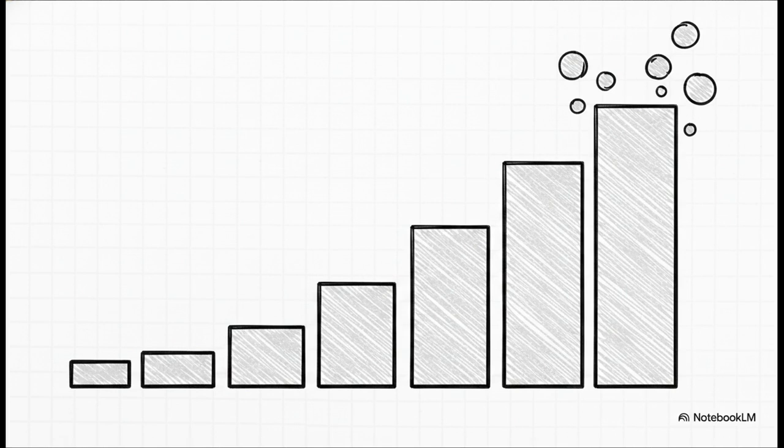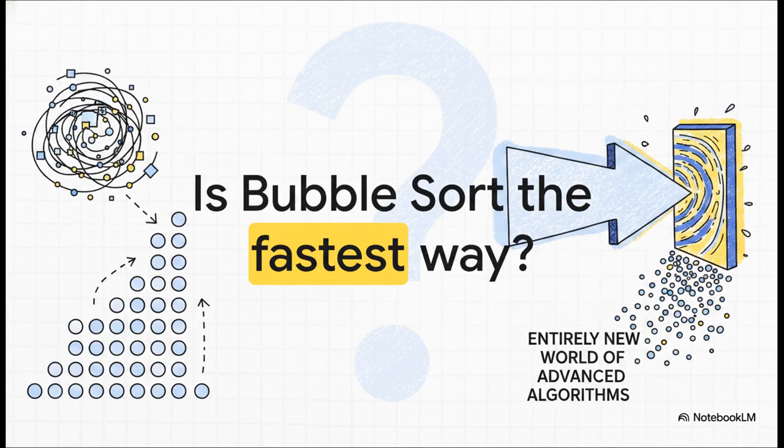How cool is that? We've essentially taken a messy, chaotic list and used the sheer logic of nested loops, temporary variables, and adjacent comparisons to create perfect order. You now have a rock-solid visual grasp of exactly how a bubble sort operates under the hood.